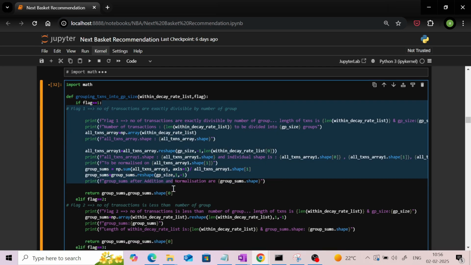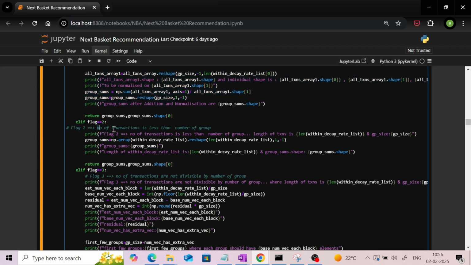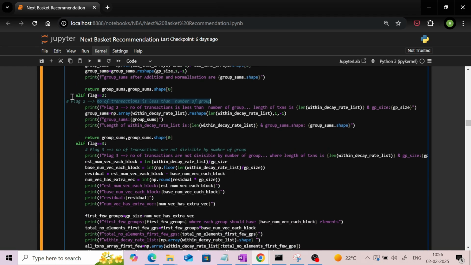The next condition is, if the flag is equal to 2, where the number of transactions is lesser than the group size. Here we are not doing any kind of grouping because we have just one group, because we can't make 7 different groups since the number of transactions is lesser than the group. So it will be just one group. That's flag equal to 2.